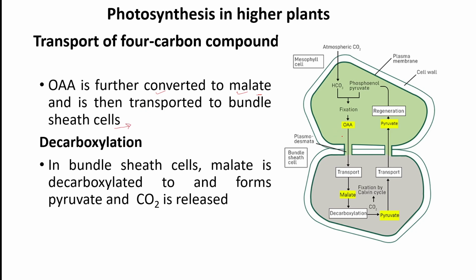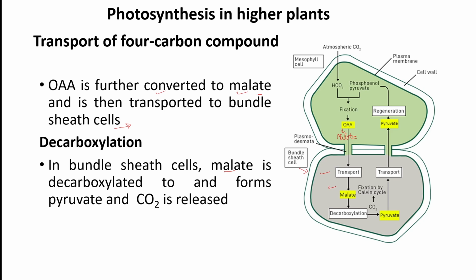Oxaloacetic acid is converted to malate here in mesophyll cells, and then this malate is transported to the bundle sheath cells. These are the bundle sheath cells. So what happens when the malate reaches bundle sheath cells? In the bundle sheath cells, there is a decarboxylation of this malate, which means removal of the carbon.